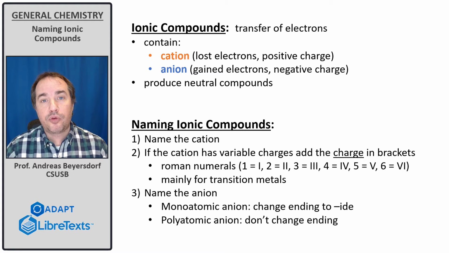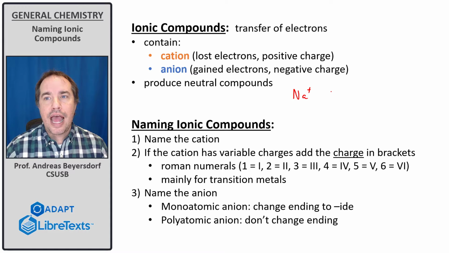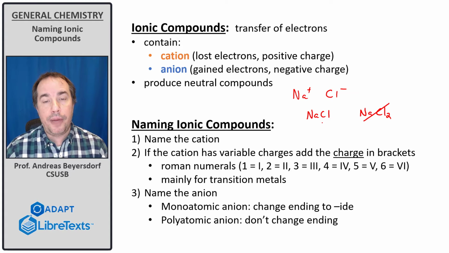For ionic compounds, remember we have a cation and an anion. These come together to produce a neutral compound. What this means is that any cation and anion combination will only produce one compound. For instance, if I have Na+ and Cl-, they're only going to form NaCl. They won't form NaCl2 or Na2Cl. They only produce NaCl because it's the only molecular formula that gives you a neutral compound.